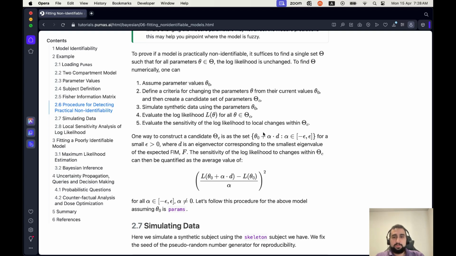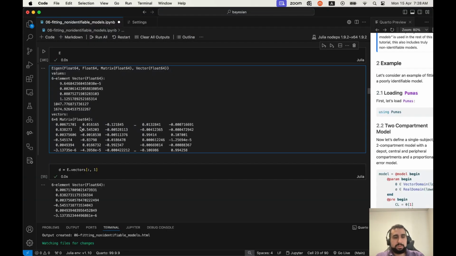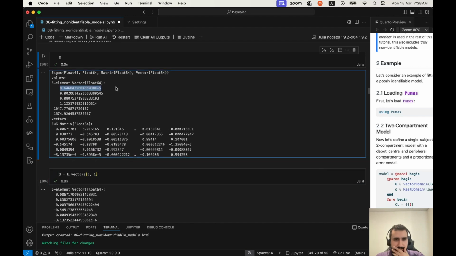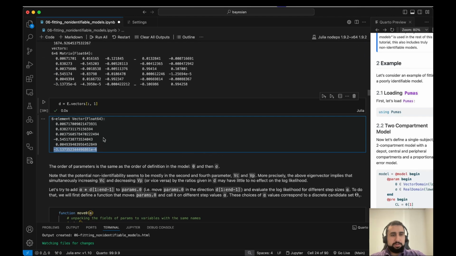And so that's our choice of D, basically, in this test, which is the eigenvector corresponding to the smallest eigenvalue. Now, to get the first column of a matrix in Julia, we use this square bracket syntax with a colon to get all of the rows and then the first column here. So this gives us exactly these numbers, right? Which is the first eigenvector corresponding to the first eigenvalue, which has a value close to 0. This is our direction D that we're going to use as part of this test for non-identifiability.